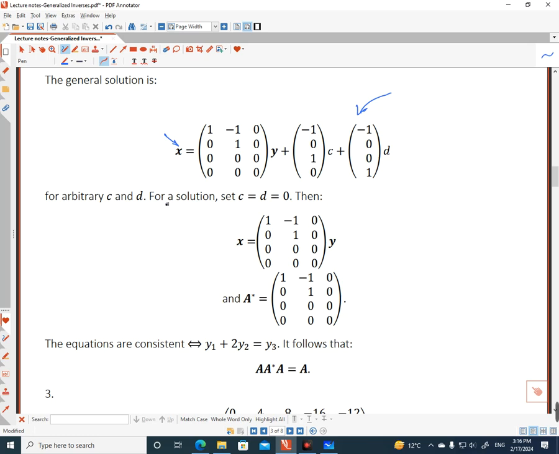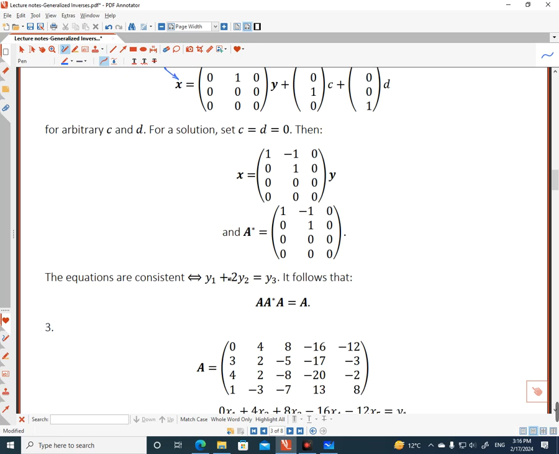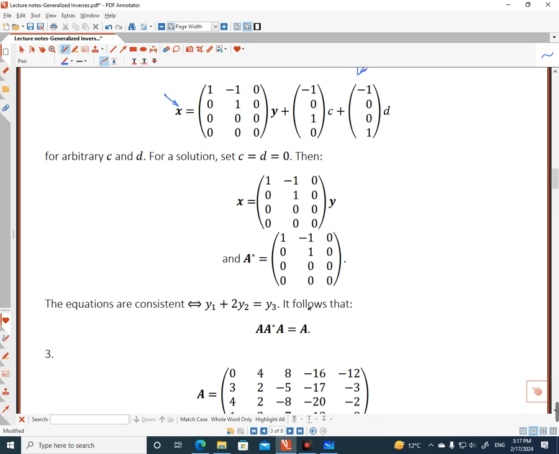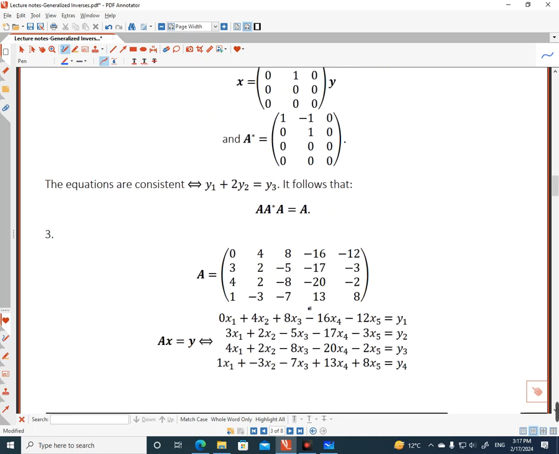Now, for a solution, we can set c equal to d equal to 0, and then the generalized inverse is given by this formula. Once again, the equations are consistent if I have this equality, and it follows that A A* A is equal to A. And you can also try other solutions. You can change c and d and get another generalized inverse. It means that the generalized inverse is not unique. If you try the other example, you will see that the generalized inverse is not unique.